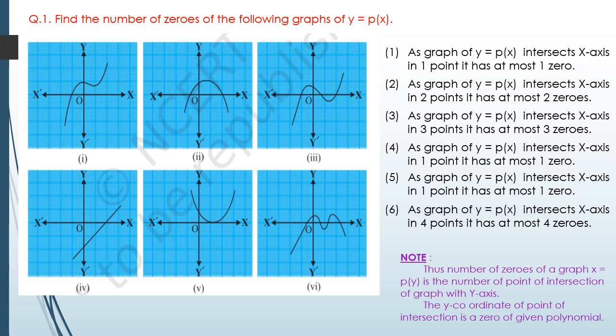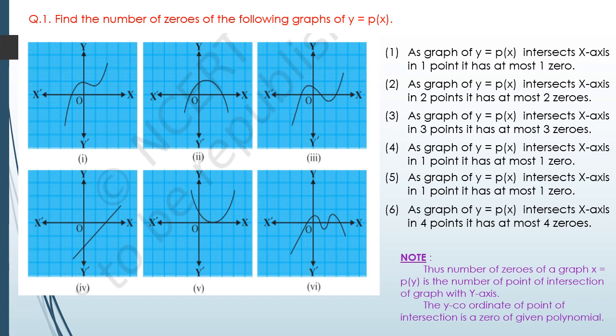Okay, why? Because this is a polynomial in variable y. So we have to consider the number of points of intersection of the graph with the y-axis to determine the number of zeros, if it is a polynomial in variable y. So you have to read this very carefully, and in that case the y coordinate of the point of intersection is nothing but the zero of the given polynomial. Okay, so this you have to remember very carefully. This note is very important.